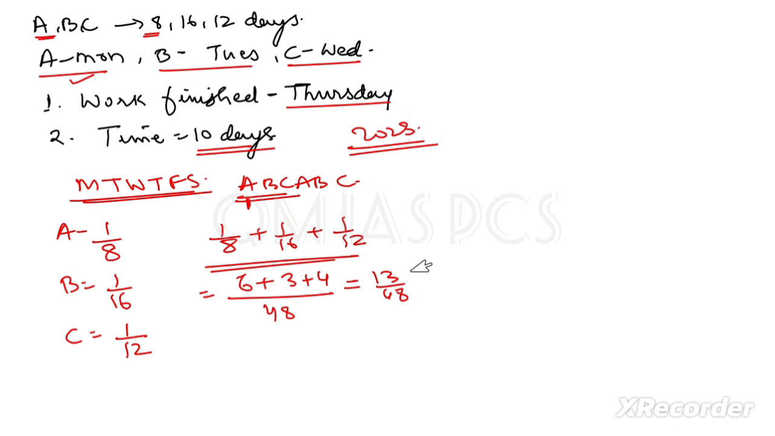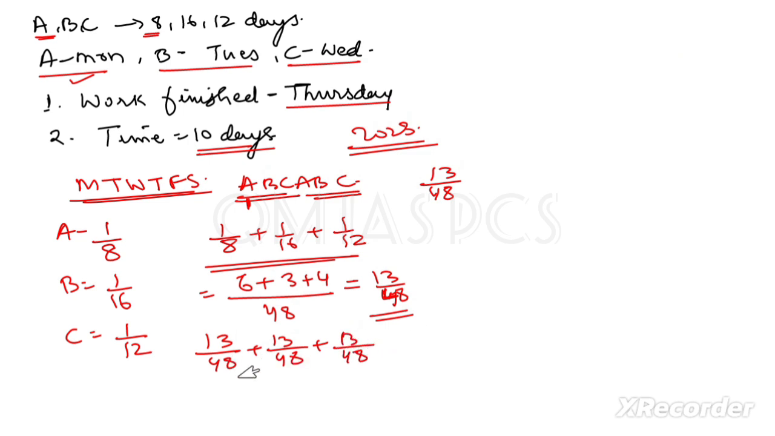Okay. Is it clear? So now just look at this one. In 3 days, they are completing 13 by 48 of the work. Again, if they have further time, in another 3 days, like 4, 5, 6 days, it will be 13 by 48 of the work. So we can add 13 by 48 plus 13 by 48 plus 13 by 48.